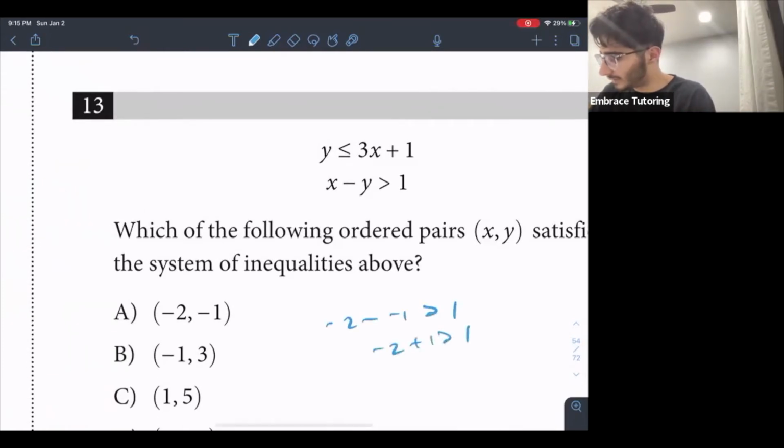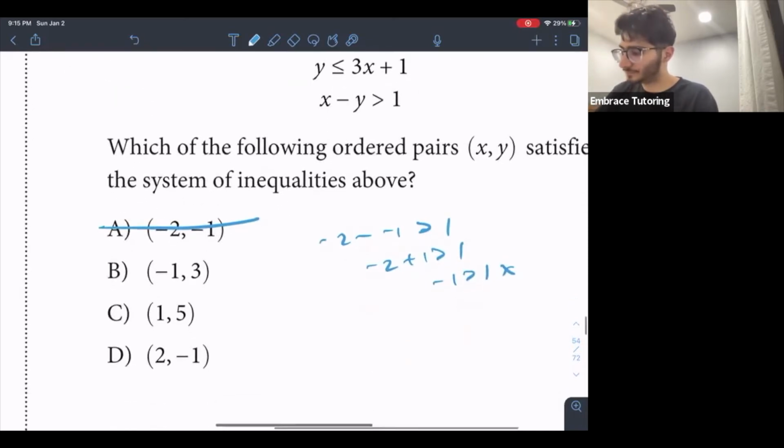-2 plus 1 is greater than 1. -1 is greater than 1. That's not true, so you can eliminate A. And for the choice to be true, it has to satisfy both equations, the top and the bottom. We're choosing the bottom because it's the easier form. It's an easier equation. Let's try B.